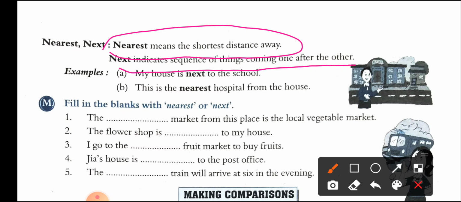The train will arrive at 6 in the evening. So the next train will arrive. It is telling us the sequence of the next train. So please check your answers once again. First is nearest, second is next, third is nearest, fourth is next, and the fifth is next.